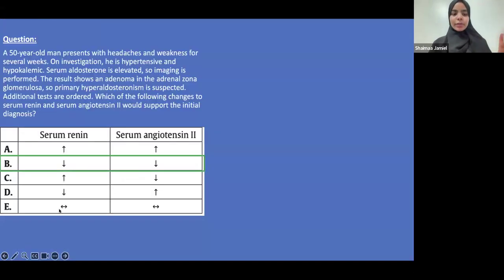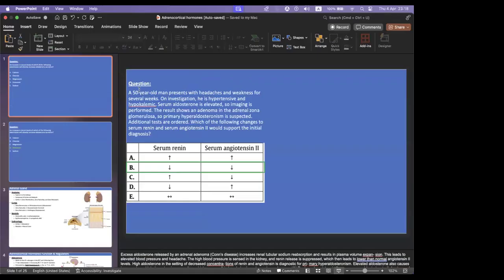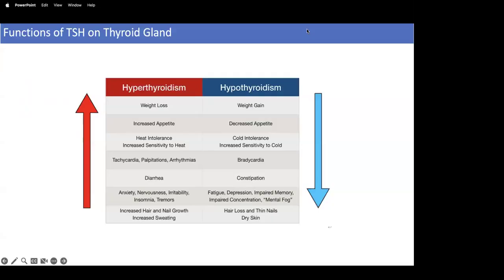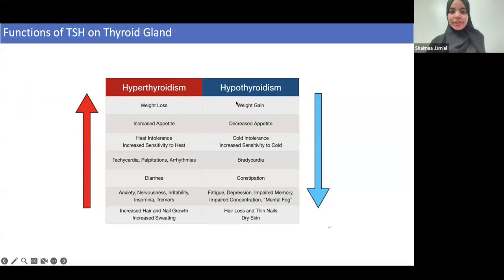So in this case, because the blood pressure is high, renin will be low, and since renin is low, it's not going to stimulate angiotensin 2, so it's also going to be low. I hope this made sense. Yeah, thank you so much. Any other questions? Okay. Thank you.